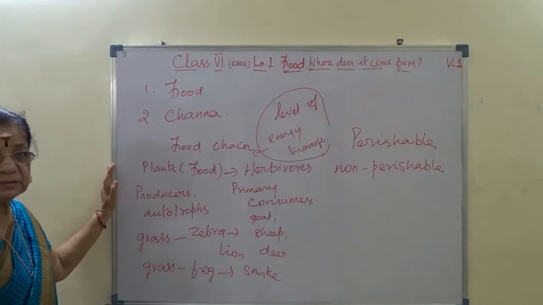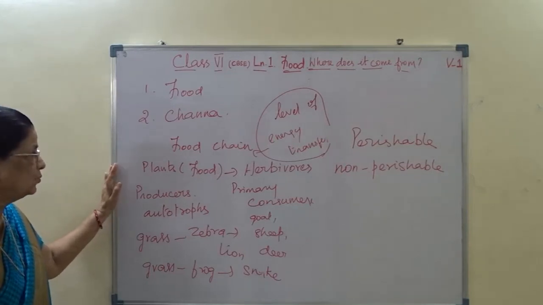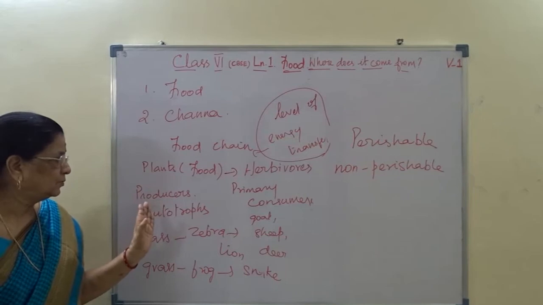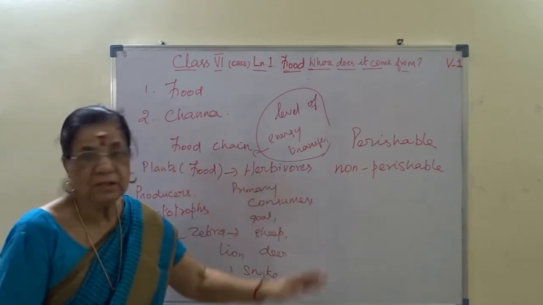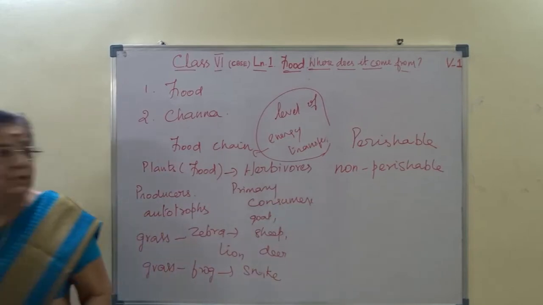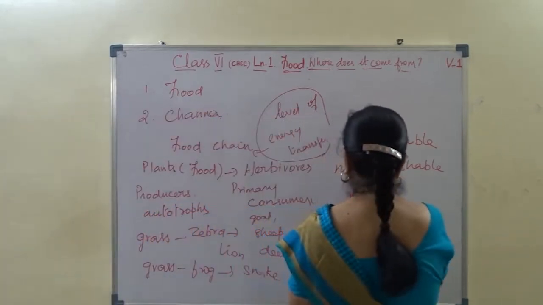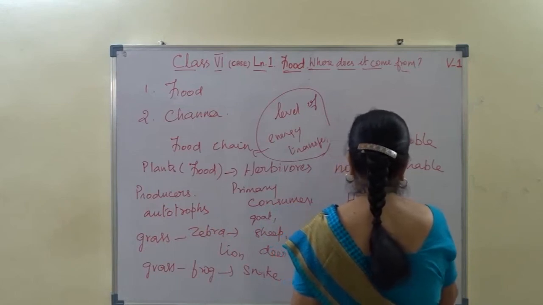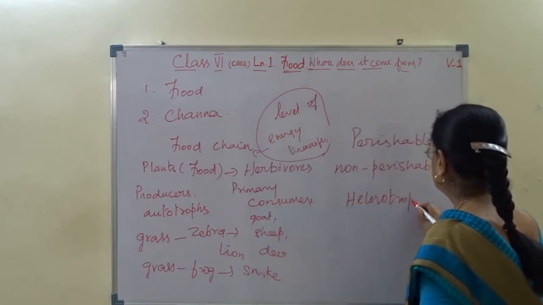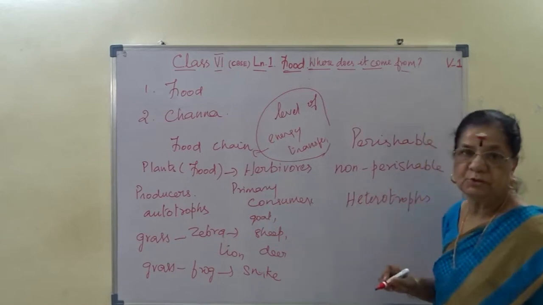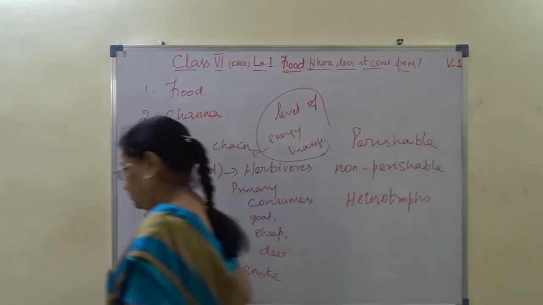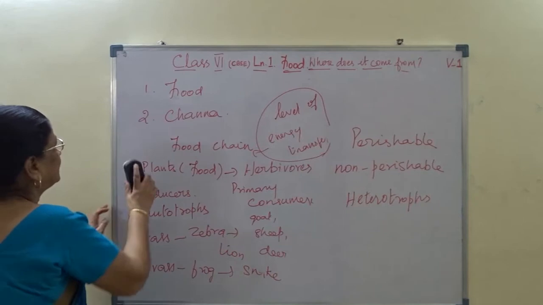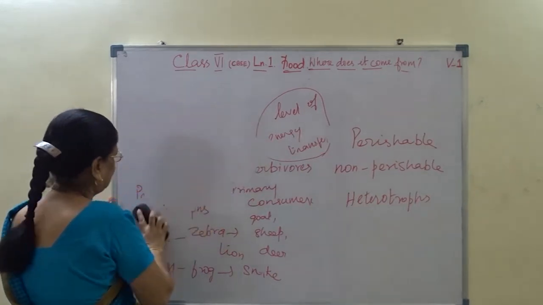Next, the food chain. Plants are the food producers, they are called autotrophs, and all the others are called heterotrophs. They are known as heterotrophs. I hope you understand. So these are all heterotrophs. Right?